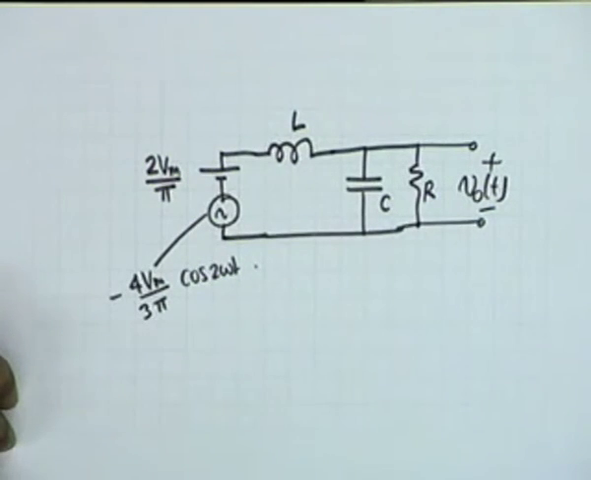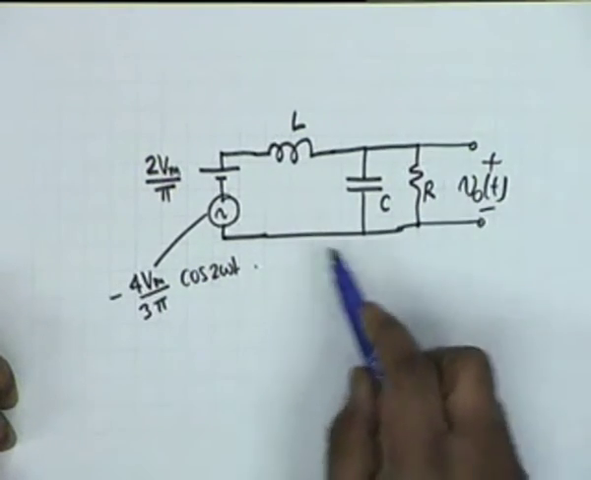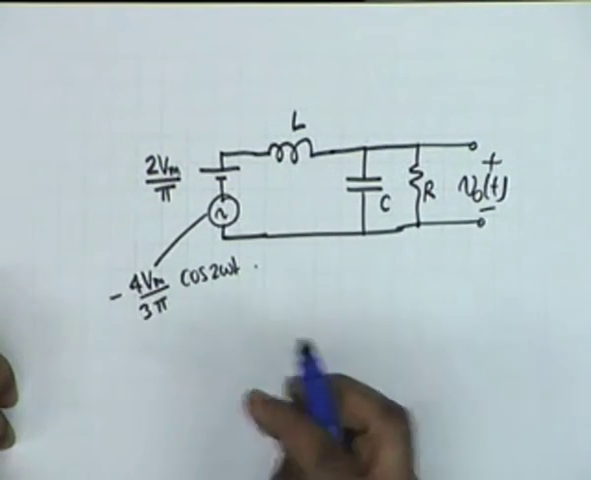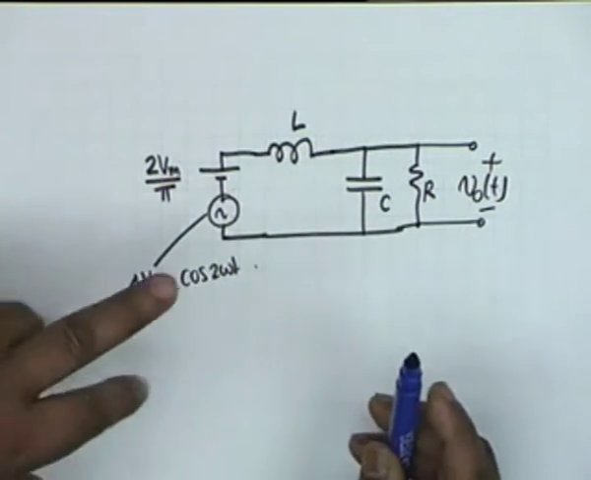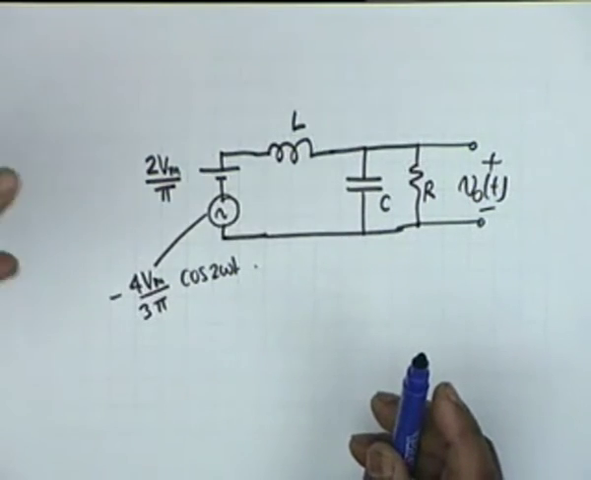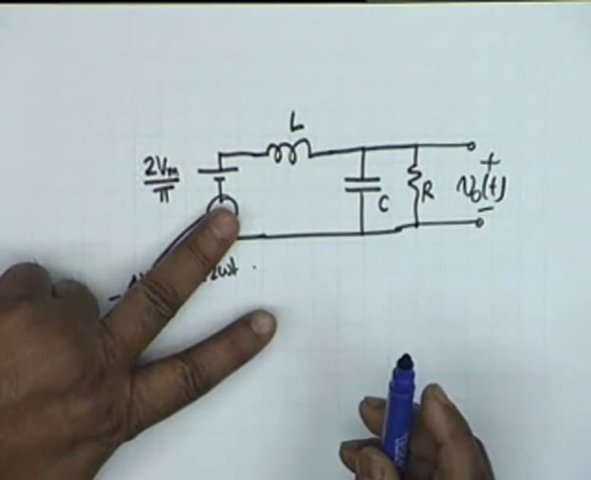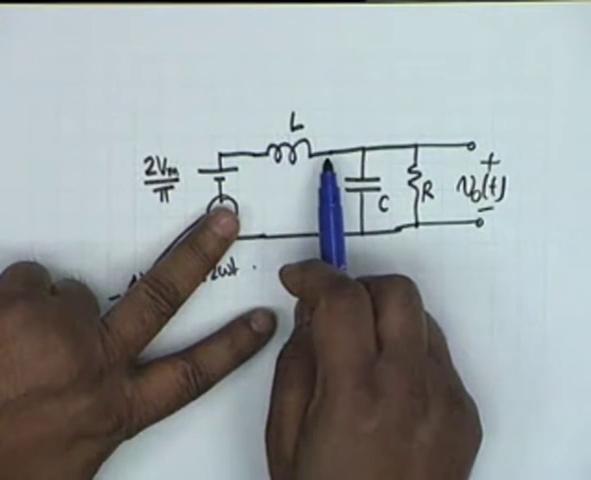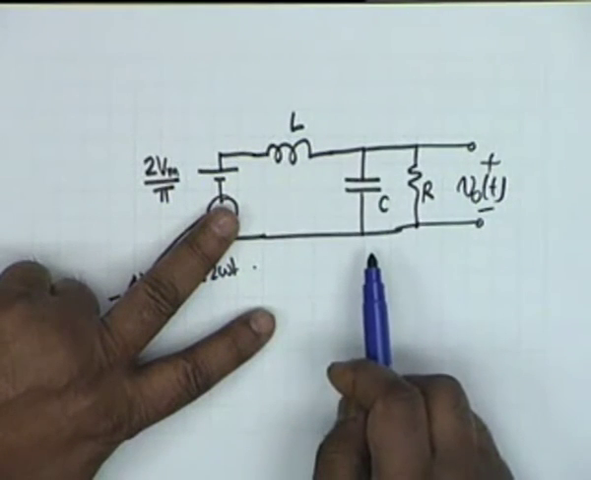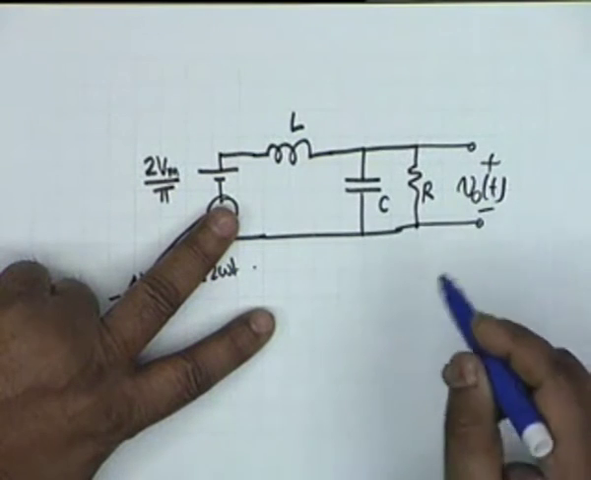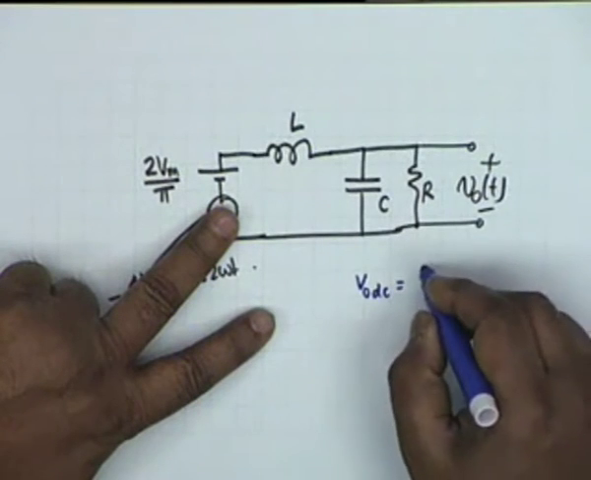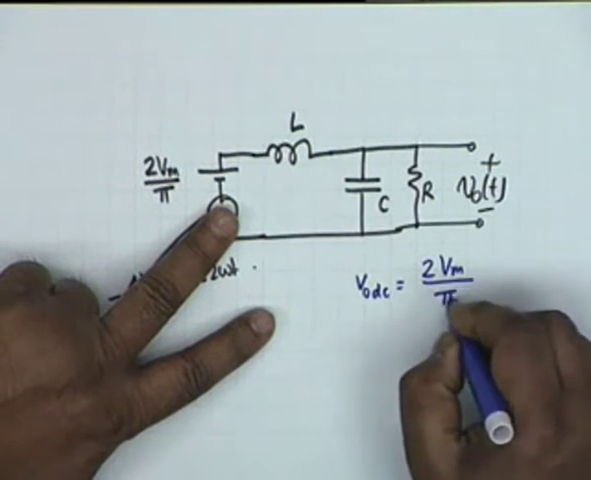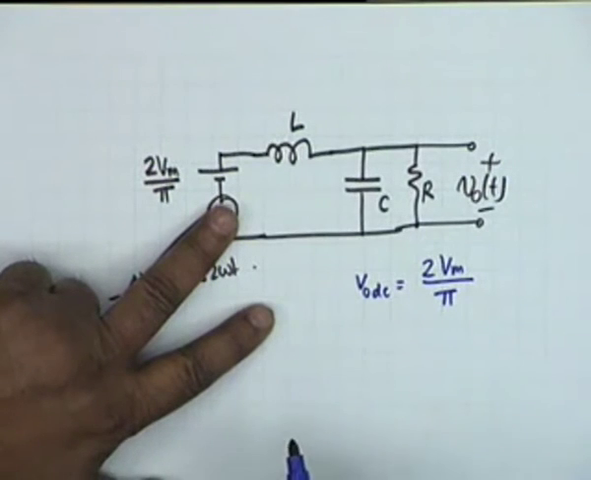Obviously, because this is a linear circuit, we can find out the output by superposition. Now by superposition means we consider one source at a time. So if we kill this source, then for DC the inductor is short and the capacitor is open, and therefore the DC component at the output, V0 DC, shall be the same, 2 Vm by pi. It is the AC component that we are concerned with.